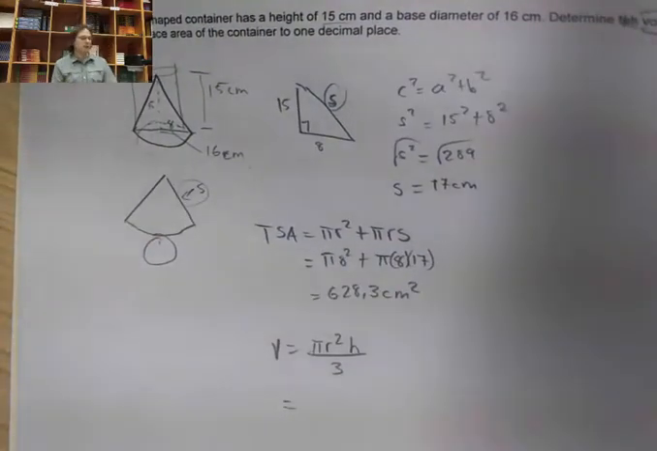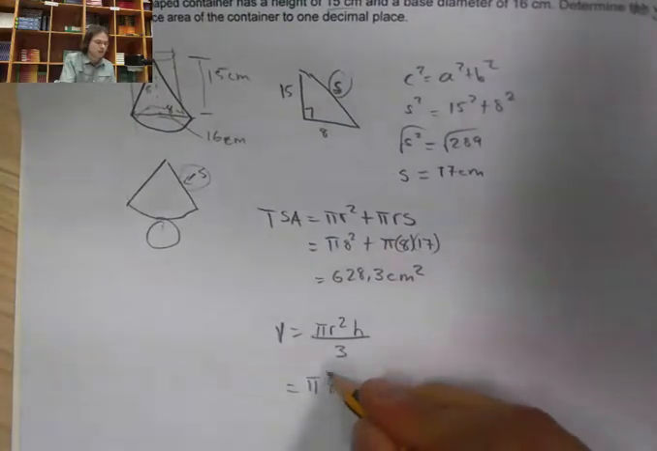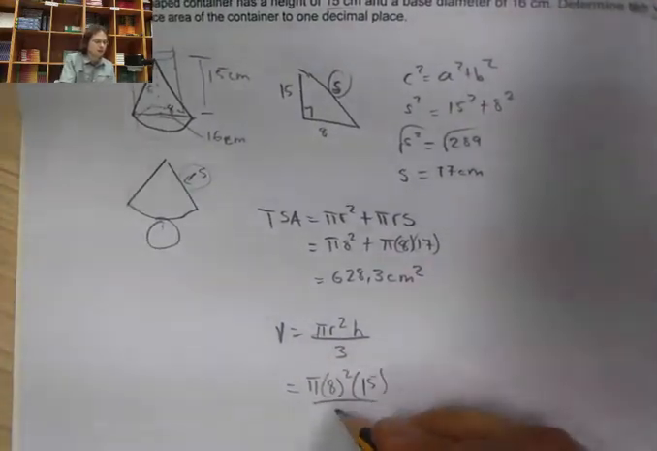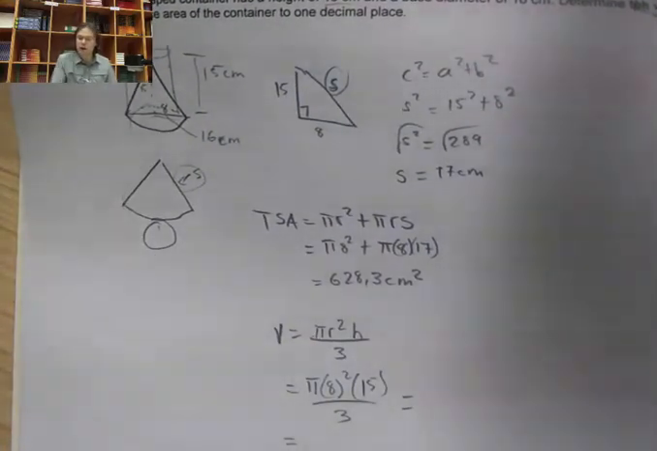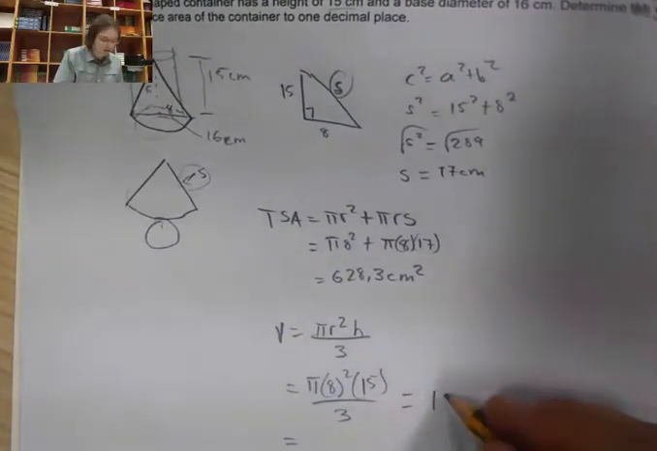So now we divide that by 3, and I'm going to end up getting pi multiplied by my radius, which is 8, squared, multiplied by my height, which is 15, and then we have to divide that by 3, and this is going to end up giving me a total of 1,005.